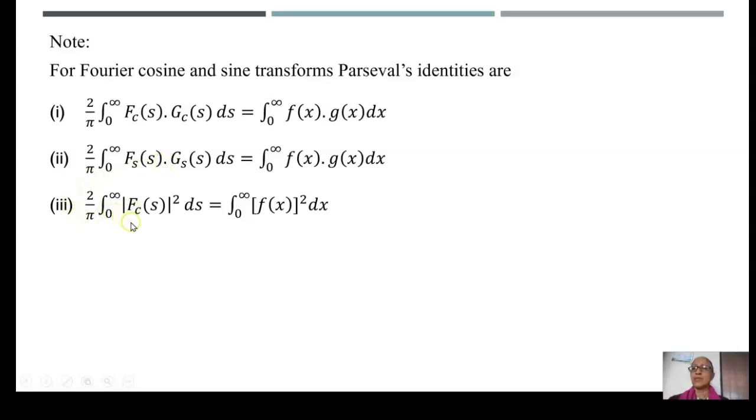Now, in this third statement, on the left hand side, 2 by pi integral 0 to infinity modulus of the cosine transform square ds equal to integral 0 to infinity f(x) square dx. Now, 2 by pi integral 0 to infinity modulus of the sine transform square ds equal to integral 0 to infinity f(x) square dx. Even in these last two statements, RHS is the same, but LHS are different. Now, Parseval's identity is useful to evaluate some definite integrals.